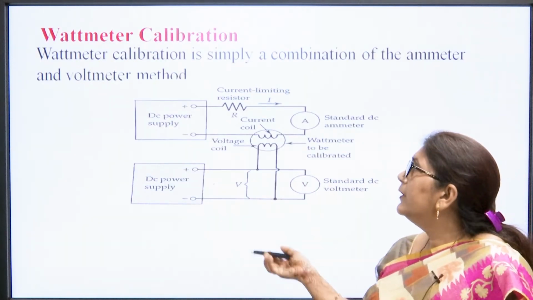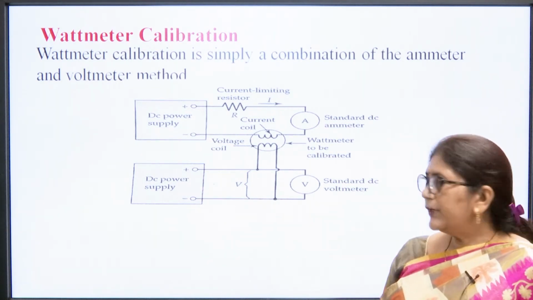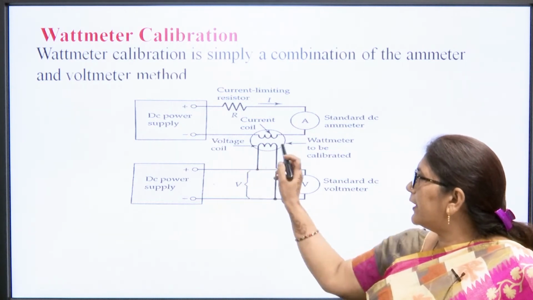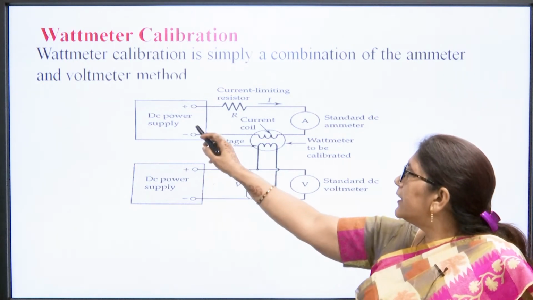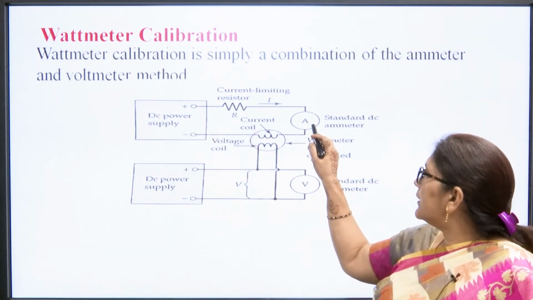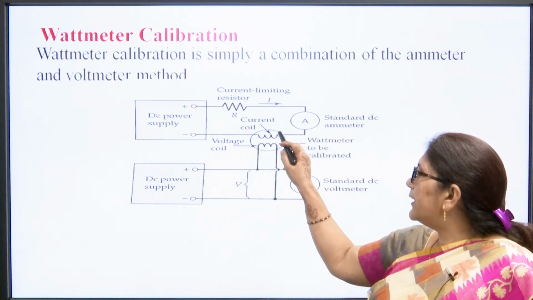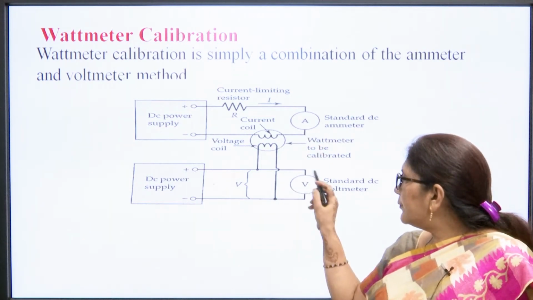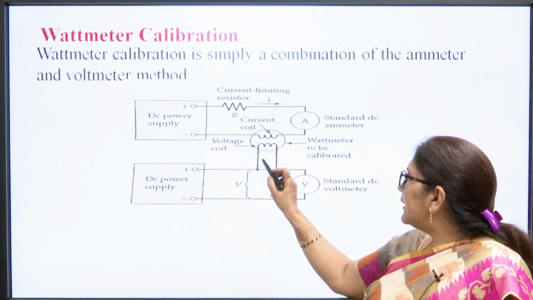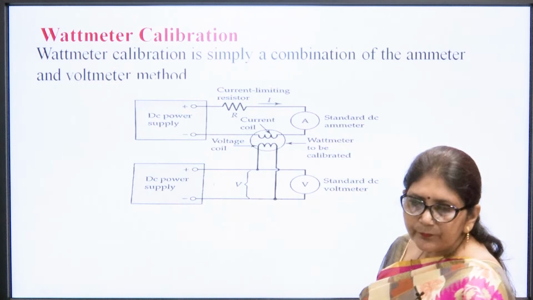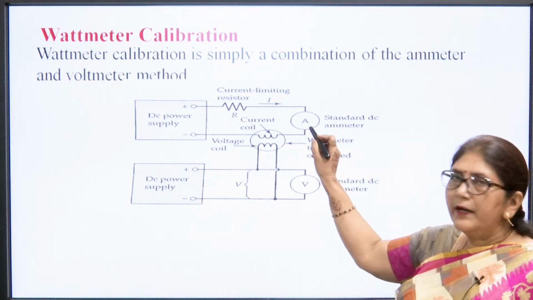Then suppose we want to calibrate a wattmeter. Again, a wattmeter has a current coil and a voltage coil. The current coil is put in series with the circuit, and the voltage coil is put in parallel. We can see here the standard ammeter, and the current coil is placed in series with it. Here we see the standard voltmeter, and we put the voltage coil in parallel to it. So, the wattmeter will be calibrated through the standard voltmeter and standard ammeter.